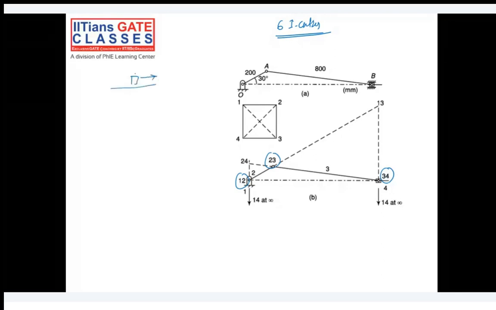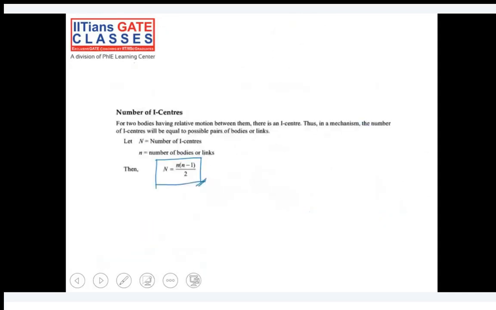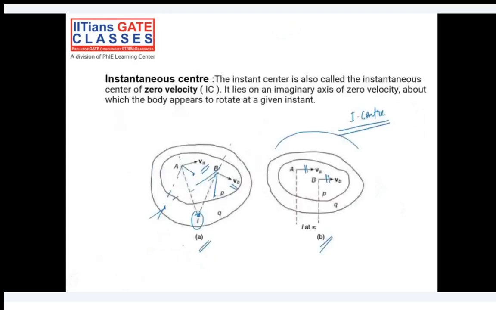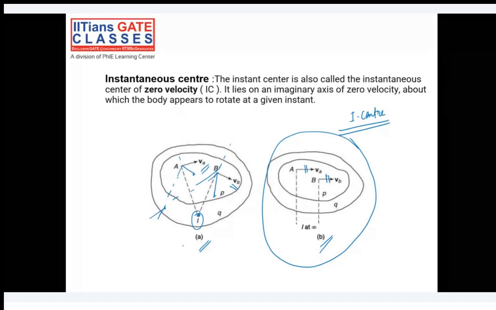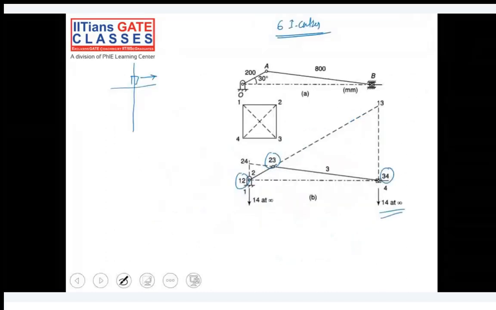Okay, can you relate this with the first example which I have given, when we have I center at infinity? So whenever a body is purely sliding on the second body, the I center lies on infinity, right? This is what we have understood. So same approach I'm applying here. 1 2 is at the joint, 2 3 is also joint, 3 4 is also joint, but 1 4 will be at infinity. Is it clear till this?